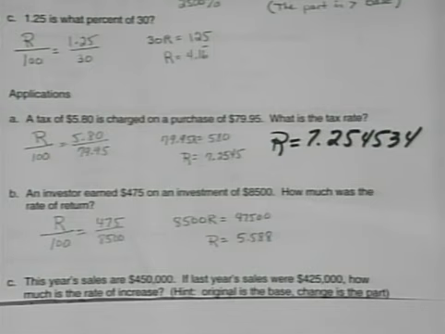Next problem. It says this year's sales are $450,000. Last year's sales were $425,000. How much is the rate of increase? Look at your hint here. It's a big number. I want to calculate the percent of increase. There's a trick in this problem, and you need to see the trick. You can't always use just the numbers that they give you. You sometimes have to make additional calculations.